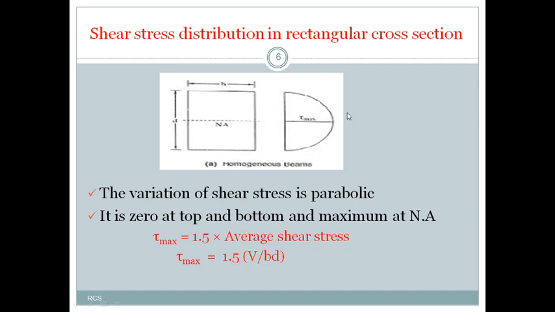It is parabolic in nature. That means the shear stress is zero at the top fibers and bottom fibers, and it is maximum at the level of the neutral axis. This tau max, that is the maximum shear stress, can be calculated by using that formula. This maximum shear stress is 3/2 of the average shear stress, that is 1.5. So tau max equals 1.5 into V by BD. Here V by BD is the average shear stress, and BD is the dimension of the cross-sectional beam. This is how we can calculate tau max in the homogeneous rectangular beam.